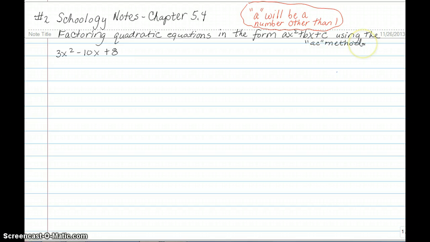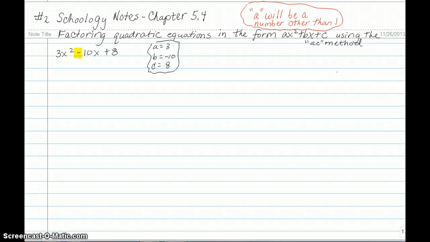The AC method is just a system in order to be able to factor when a is not 1. So even though a is not 1, you want to write what your a, b, and c are. A is 3, b is negative 10, and c is 8. In the first video, we didn't have one of these patterns, so we're going to have one of these patterns where you have subtraction between the first and middle term, because that's going to make your factoring pattern.